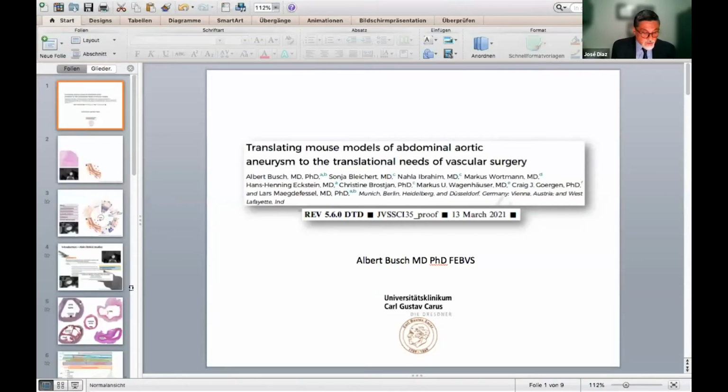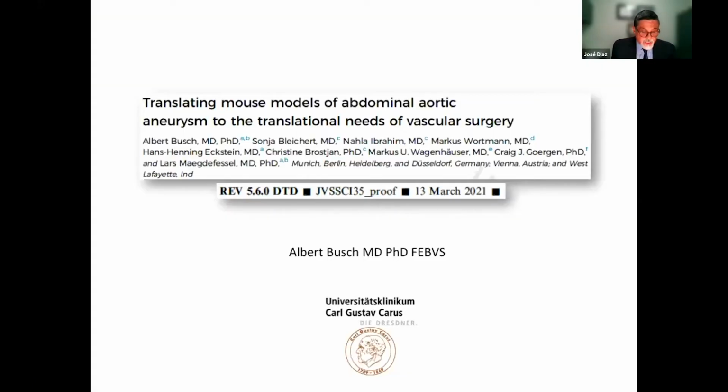The third talk is translating mouse models of abdominal aortic aneurysm to the translational needs of vascular surgery. This will be presented by Dr. Busch, Senior Consultant Vascular Surgeon in Dresden, Germany. He's a fellow of the European Board of Vascular Surgery, got MD and PhD degrees from the University of Göteborg. He performed 2 years postdoc at the Karolinska Institute in Sweden. And he's working with small and large animal models in AAA for translational research in drug repurposing and RNA therapeutics. Dr. Busch.